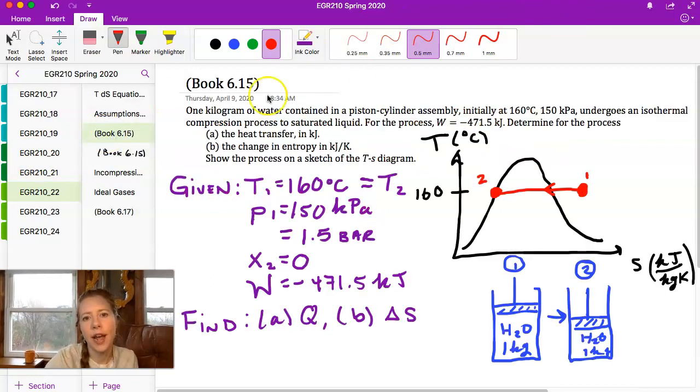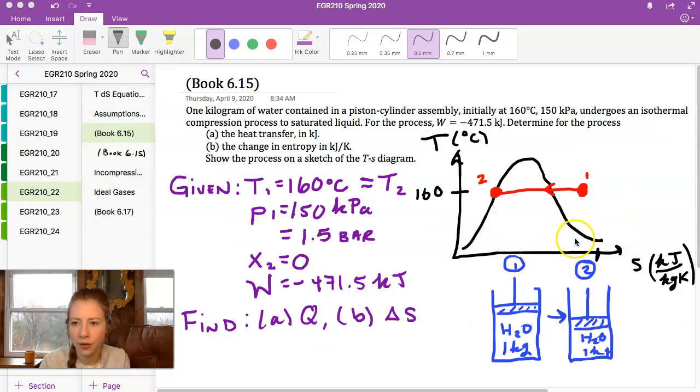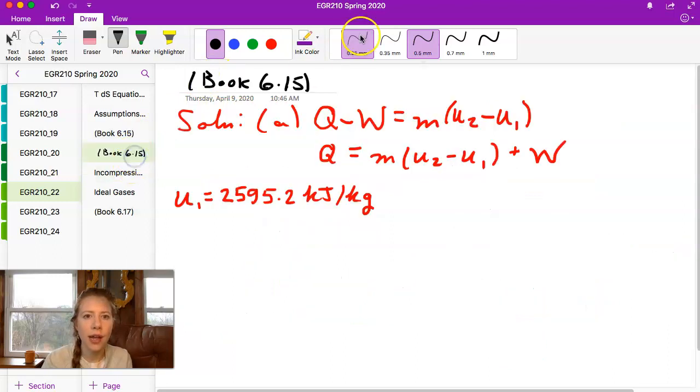And if we wanted to just add in our entropy to our TS diagram, we could too, now that we have the tables opened. So S1 is going to be 7.4665 kilojoules per kilogram Kelvin. So now let's go ahead and look up U2.